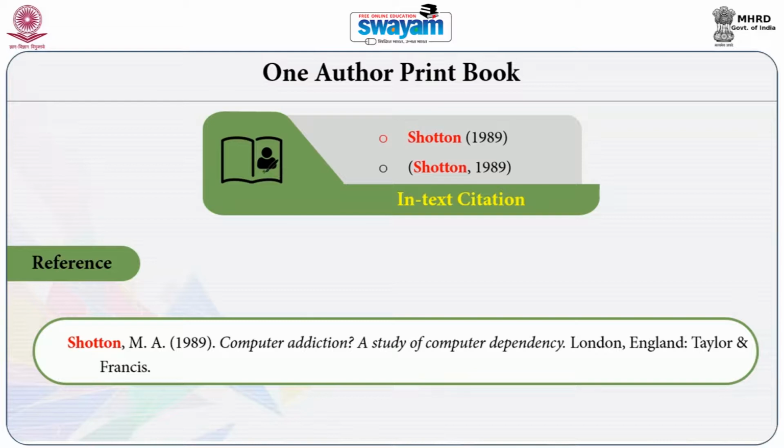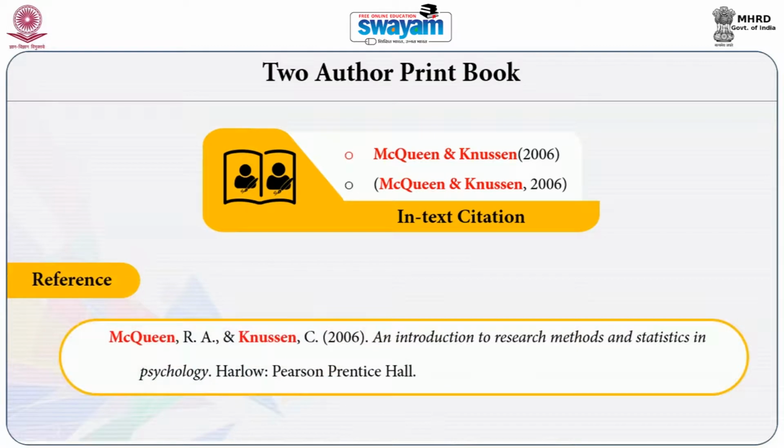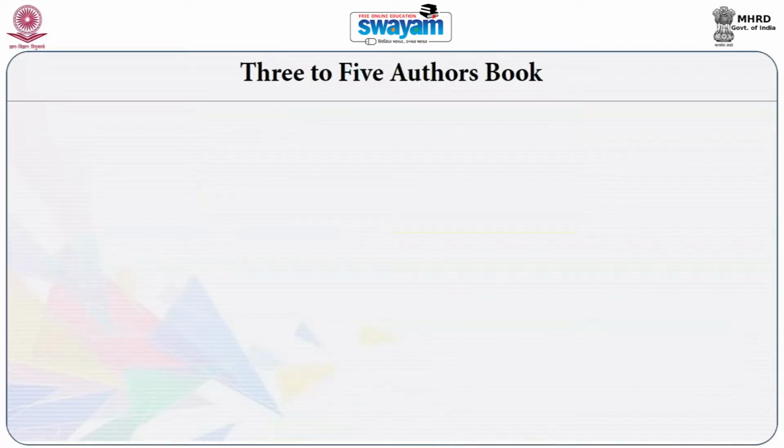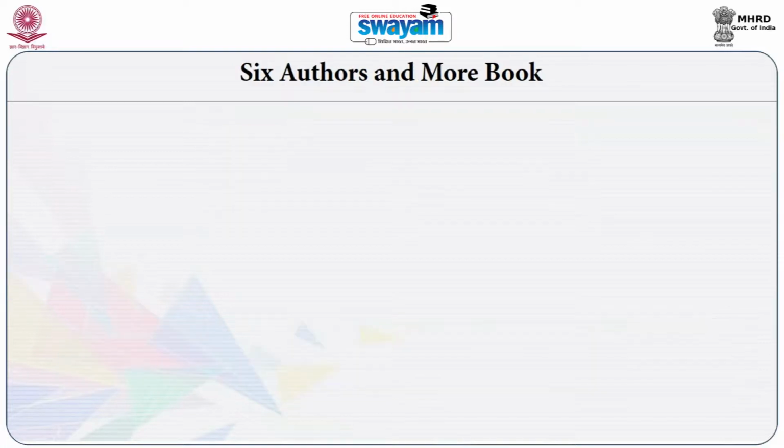The reference includes author's last name first, followed with initial of the first name, period, and initial of the middle name if any, followed by a period. The year of publication is again followed by a period. Full title in italics, colon, subtitle also in italics. Please note the first letter is a capital and rest of the words in small case is followed by a period. Place of publication, colon, publisher's name, period.